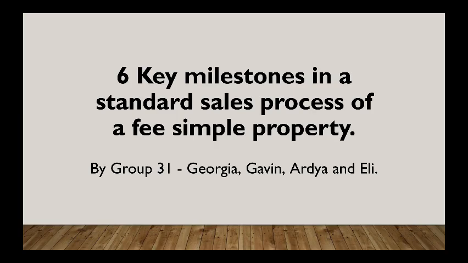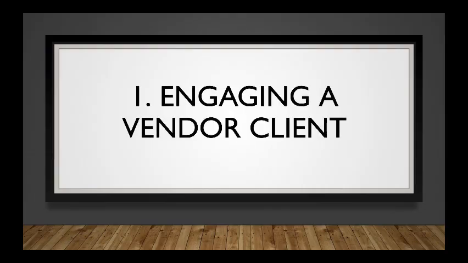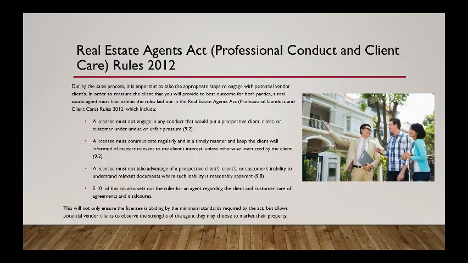These are the 6 key milestones in a standard sales process of a feasible property by Group 31. Engaging a vendor client. When engaging a potential client, it is important for the agent to ensure that it is clear that they will aim to provide the best outcome for both parties. As such, the real estate agent must exhibit the attached rules laid out in the real estate agent's professional conduct and client care rules.